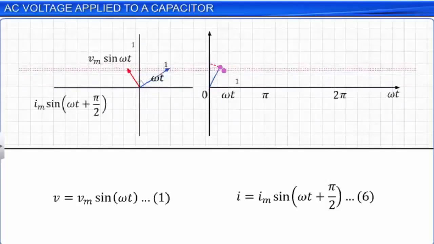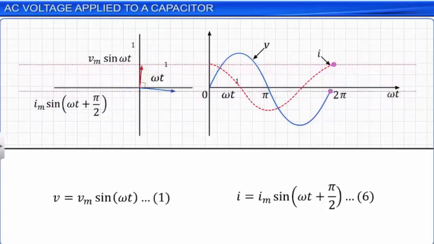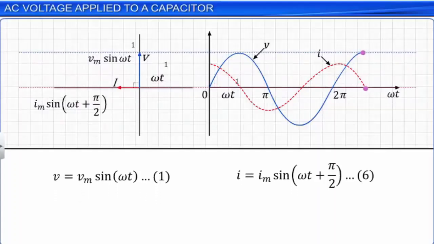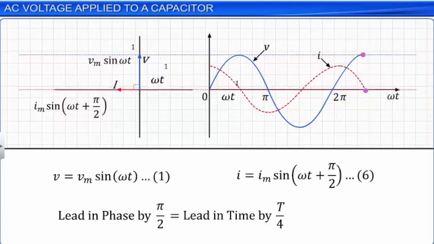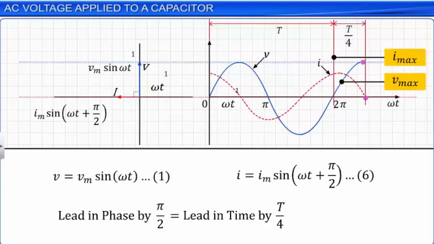The phasor diagrams for analyzing the relationship of lead or lag between current and voltage are as shown. This lead in phase by pi by 2 units is equivalent to a lead in time by 1/4 of time period T. Another thing to note is that the maximum value of the current in the circuit is achieved at exactly 1/4 the time period of every cycle before the maximum value of voltage is achieved.